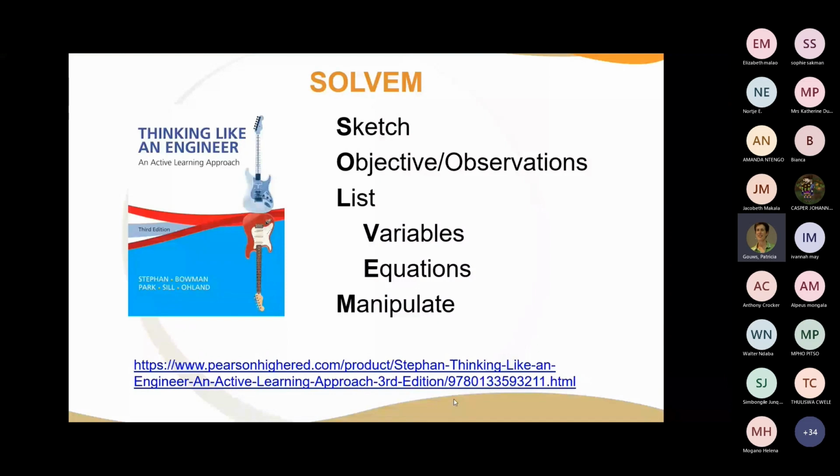Okay. So it's out of a book. It's an active learning approach. Sketch it, draw what you have to do. You've got to go from here to there and back. Okay, what are the objectives? It must go forward and must go backwards.